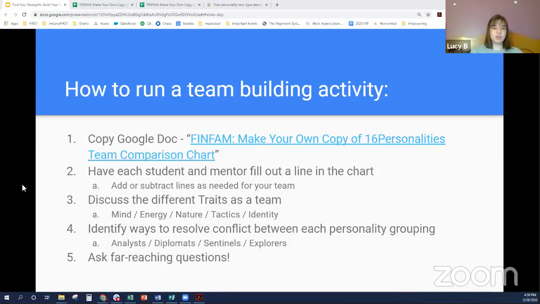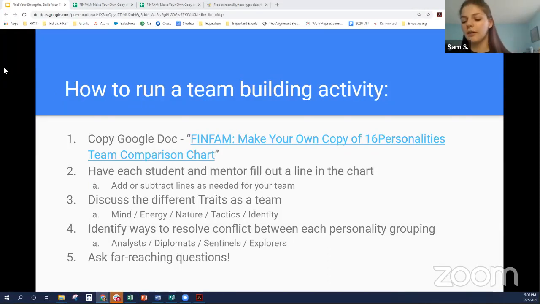So I think this would be a really helpful thing to do as a team, in the fall, gearing up for the season, so that it's a fun thing that everybody can do. And especially with 16 Personalities, it's really cool because they have characters and compare famous people that are like you. So it's a really cool program.